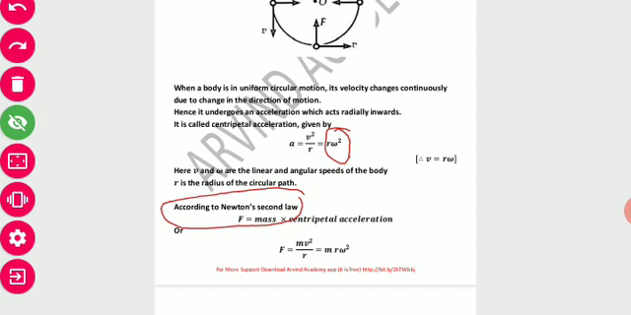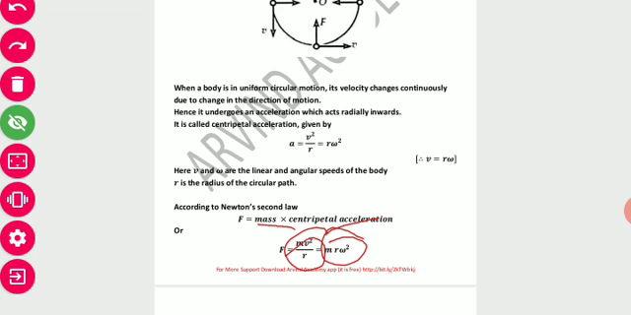So according to Newton's law, force is equal to mass into acceleration. So we have this formula: m v square upon r, or m r omega square. So this is the centripetal force.